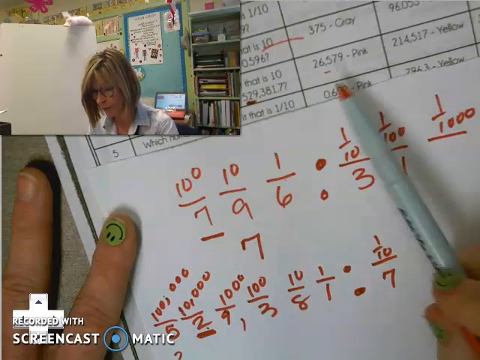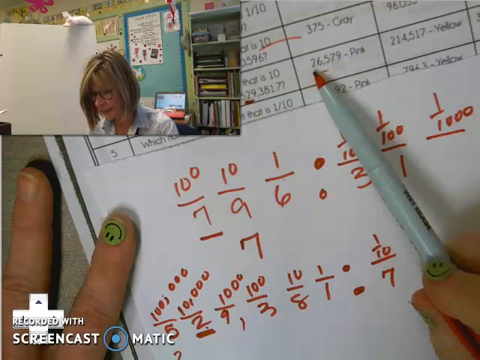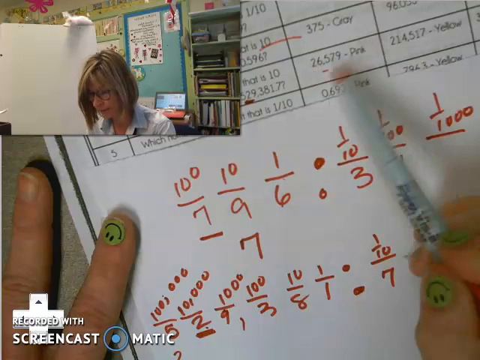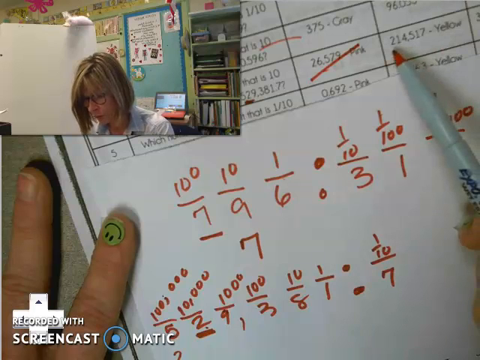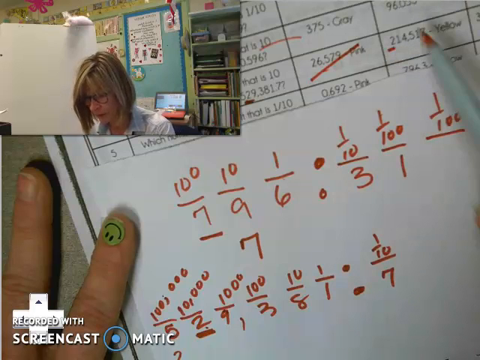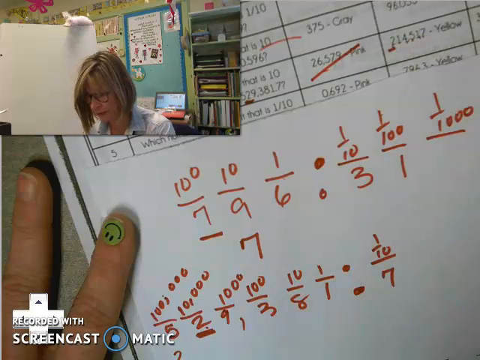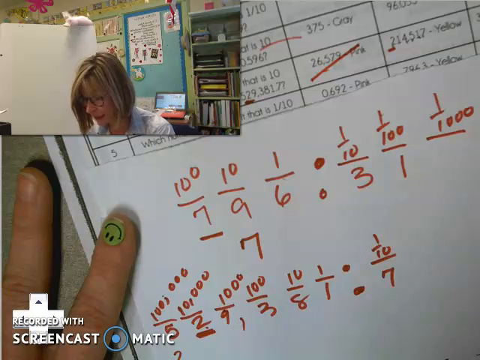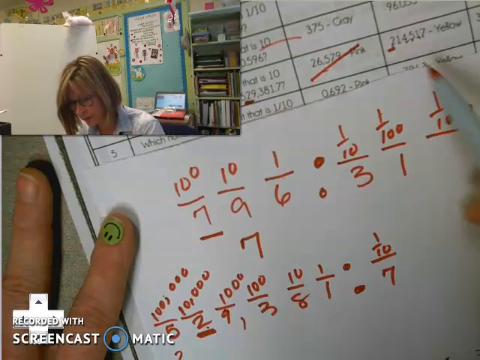So I'm looking over at my choices. This has a 2 in the 10,000s place, so this is not it. This has a 2 in the 100,000s place. Ones, tens, hundreds, thousands, 10,000s, 100,000s. Well, that's what I'm looking for, because it has to be 10 times larger than the 2 that was in my original number in 10,000s.